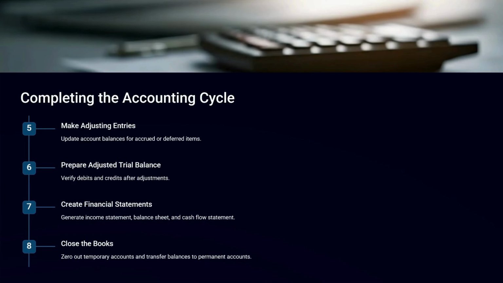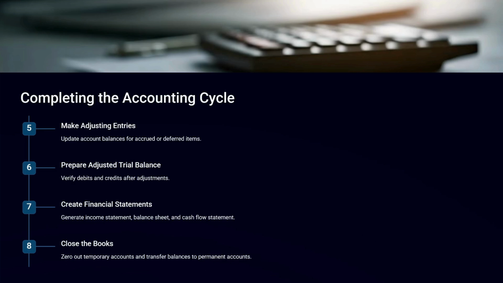This is the year-end adjustment that should be done to update for accrued or deferred items. Once that's done, we prepare an adjusted trial balance, generate the financial statements, and finally close the books to reset for the next year. So I repeat the second part, which starts from making adjustments.